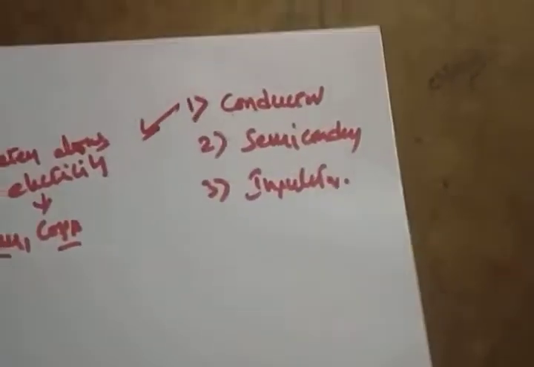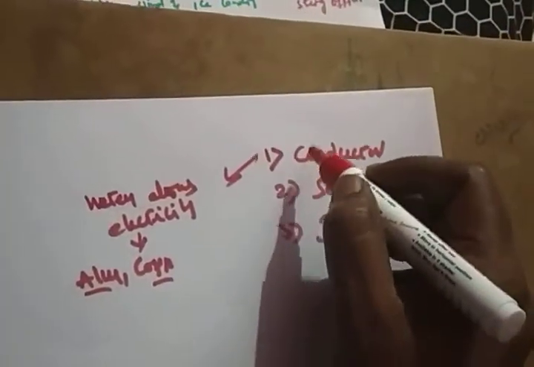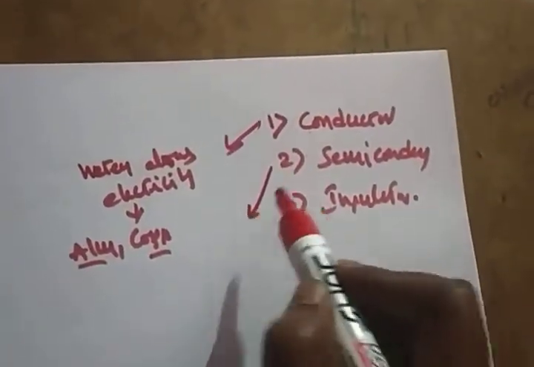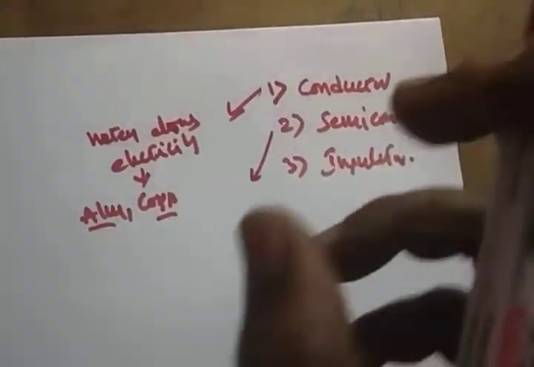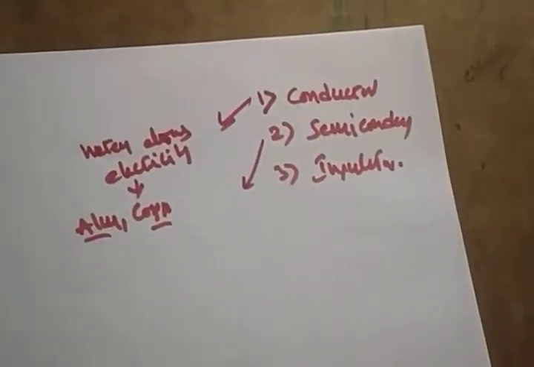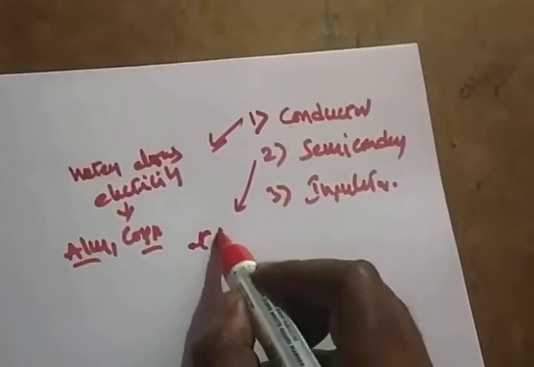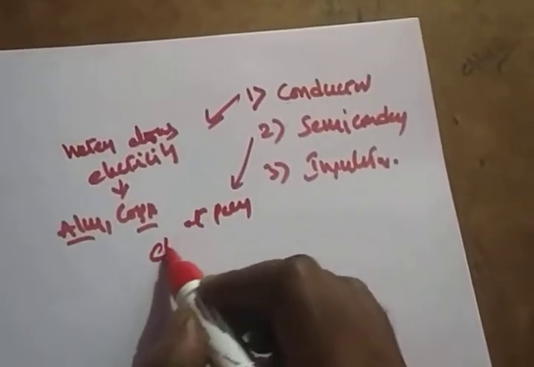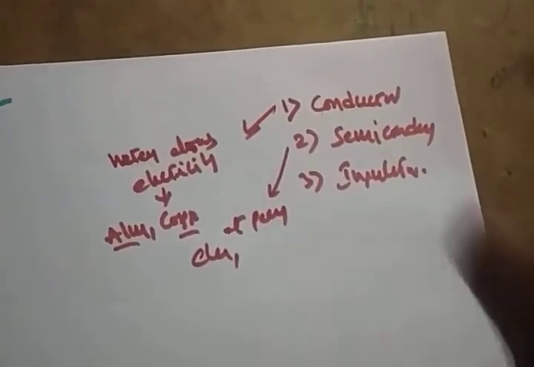So materials are classified into 3 types: conductors, semiconductors, and insulators. A conductor is nothing but a material which allows the electricity. So what is a semiconductor? The name itself indicates it. Only at a particular temperature, a particular condition, it will allow the electricity. After that, it acts as an insulator. After that, we don't have any electricity. It acts as an insulator, at 0 degrees Kelvin, 0 degrees centigrade, or whatever it may be.